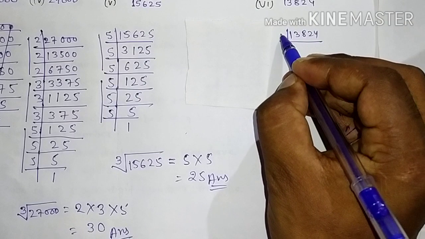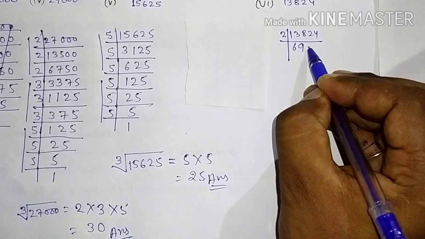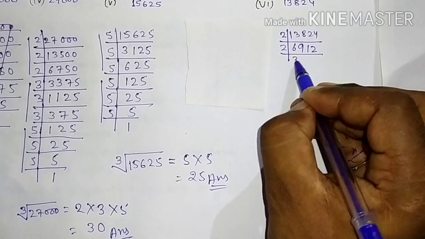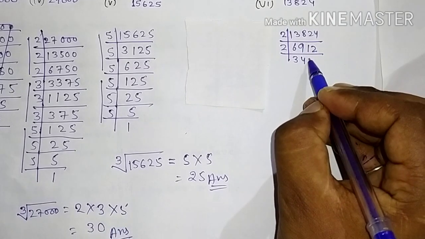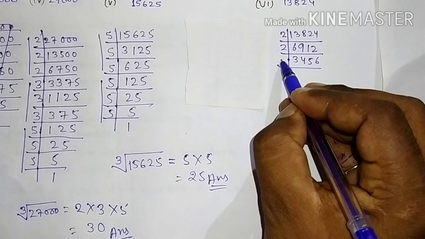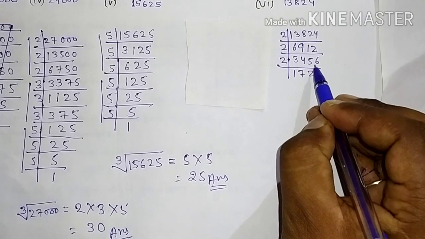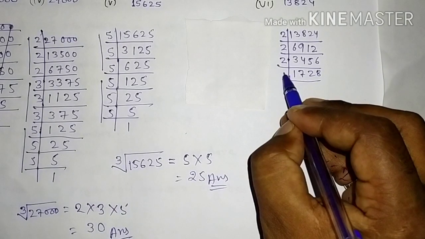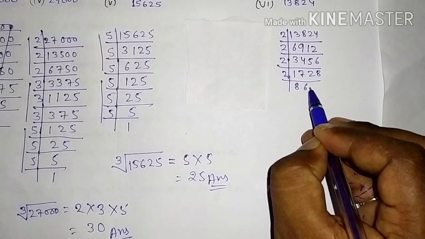So just divide by 2: 2 6s are 12, carry 1, 18, 2 9s are 18, 2 1s are 2, 2 2s are 4. Again divide by 2: 2 3s are 6, 2 4s are 8, carry 1, that is 11, 2 5s are 10, 2 6s are 12. Again we can divide by 2: 2 1s are 2, 2 7s are 14, 2 2s are 4, 2 8s are 16. Again divide by 2: 2 8s are 16, 2 6s are 12, 2 4s are 8.